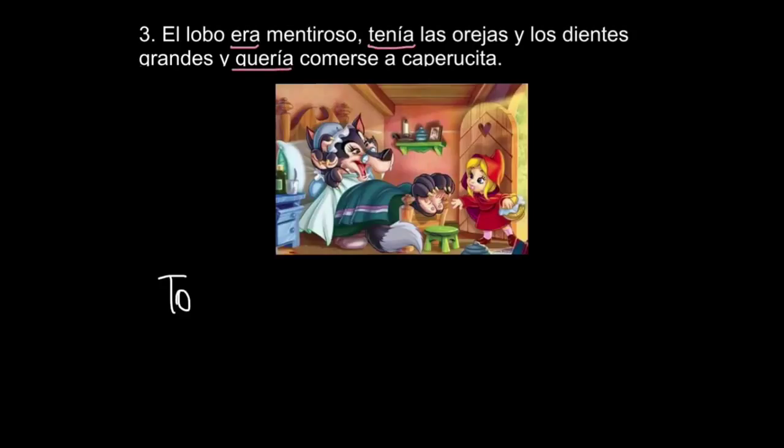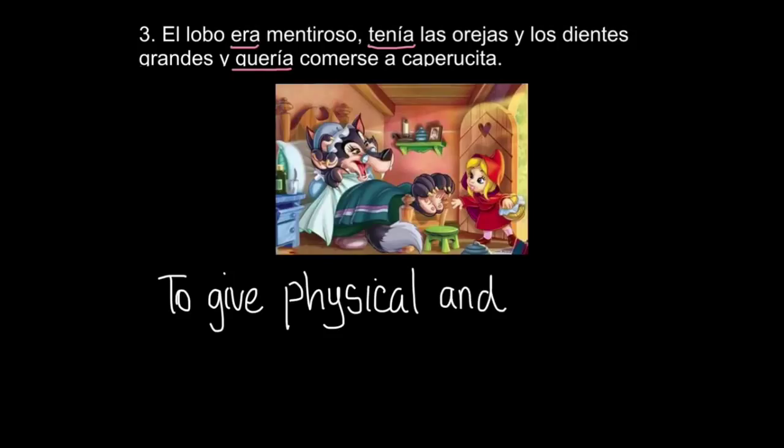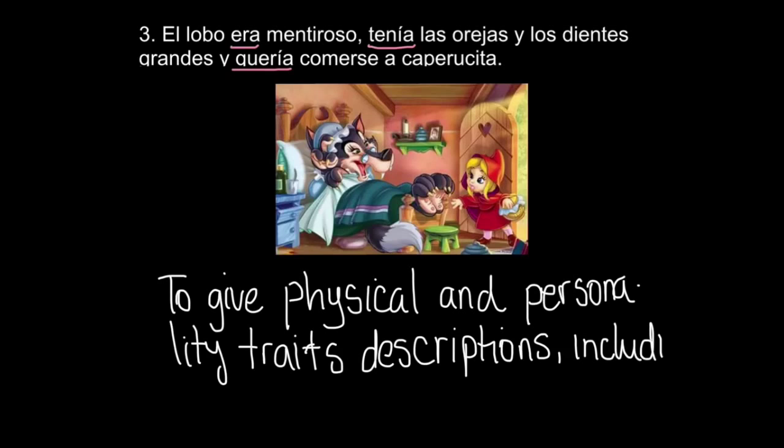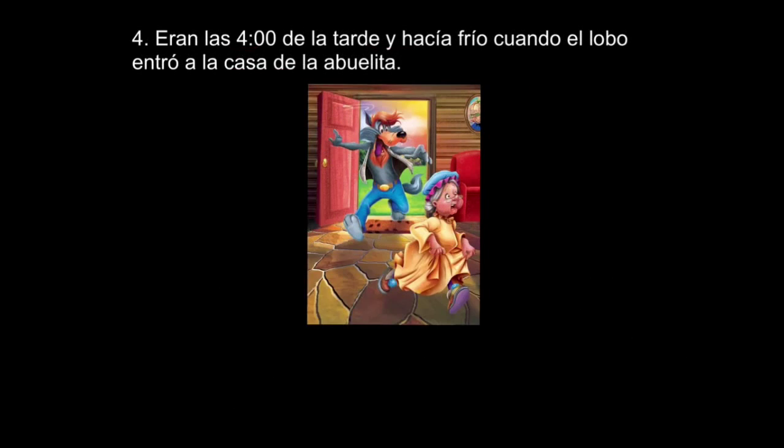Our third use: el lobo era mentiroso. Tenía las orejas y los dientes grandes y quería comerse a Caperucita. Every time we want to give physical descriptions or talk about personality traits in the past, including opinions, we use the imperfect tense.